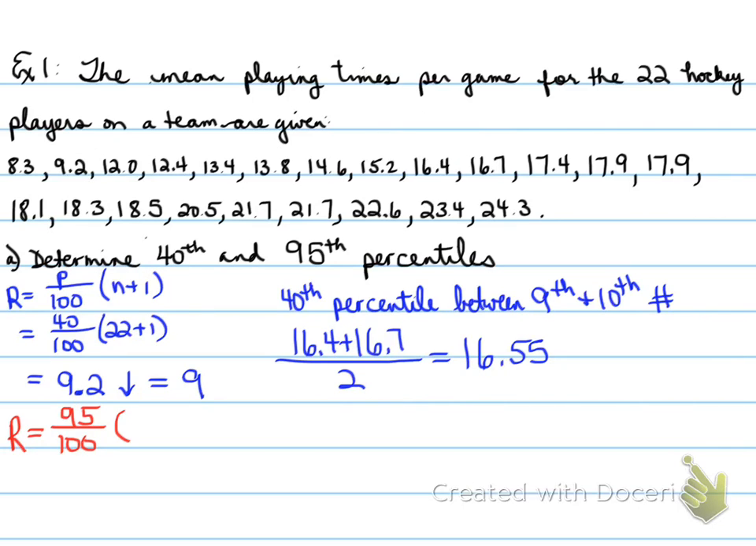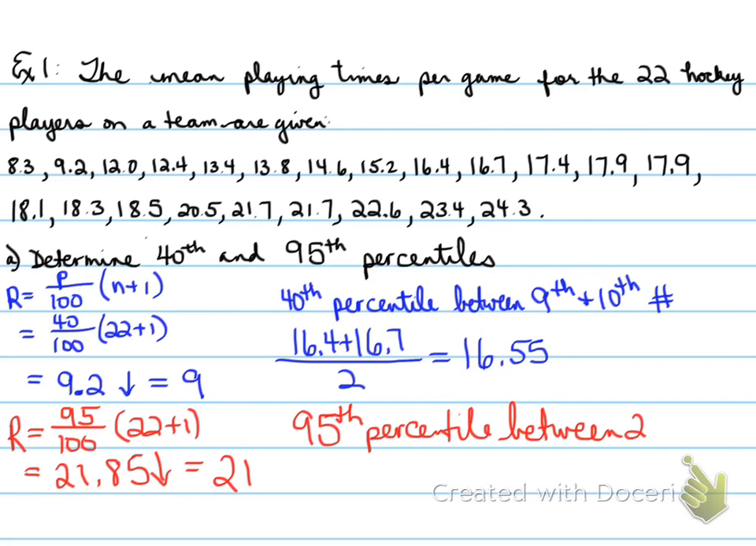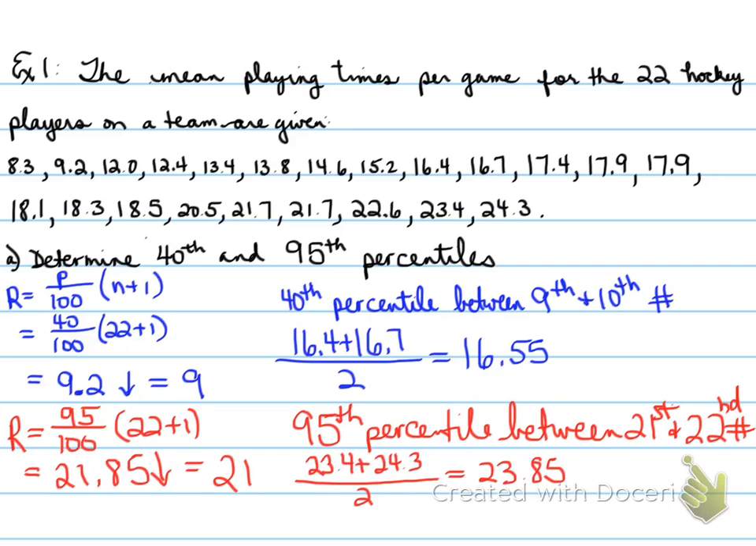Next, 95th percentile, you take 22 pieces of data plus 1 times 95 over 100, means that we will have 21.85, which is always rounded down to 21. So 95th percentile is the values between 21st and the 22nd place. So 21st and 22nd number in the data. So when we had, this was our 9th and our 10th, 11, 12, 13, 14, 15, 16, 17, 18, 19, 20, 21, and 22. So between these two values, 21 and 22, we will find the 95th percentile. 95th percentile turns out to be 23.85 minutes per game.